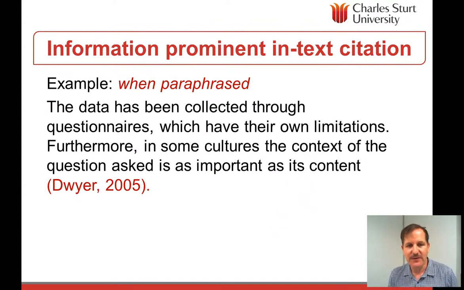On the other hand, information prominent in-text citation, example when paraphrased: the data has been collected through questionnaires which have their own limitations. Furthermore, in some cultures, the context of the question asked is as important as the content. So this is putting the idea forward, and then it has the author at the end, which is Dwyer 2005, but the idea is more important than the author in this instance. Maybe that suits your particular argument, because you're trying to put this information forward more than you're trying to put Dwyer forward. And again, it depends on what you're trying to say and how you're trying to write your particular assignment.